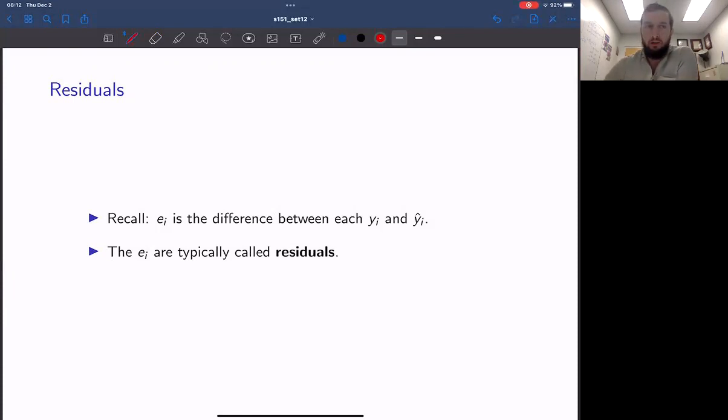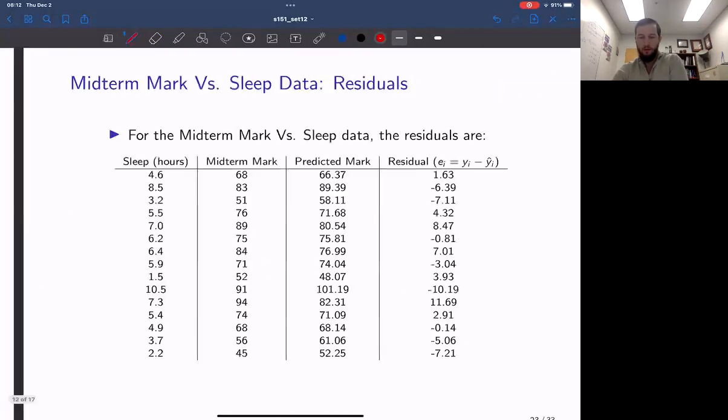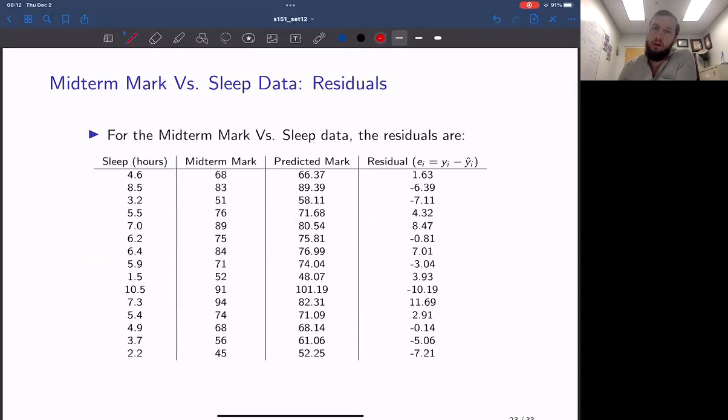In terms of what residual analysis actually is, the starting point is the definition of the residual. A residual is simply a measurement of error. It's the difference between the actual observed value of y and the predicted value of y using the regression model. So little e_i is the difference between what we actually have in our data set and what we would predict to have from the model that we fitted. For the midterm mark versus sleep data, an example of the residuals is shown here. So here is our original data set. This is X, this is Y. These are the observed quantities.